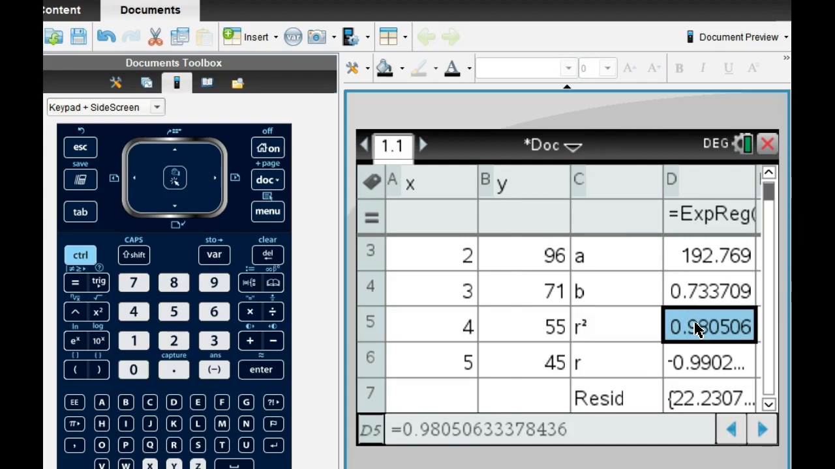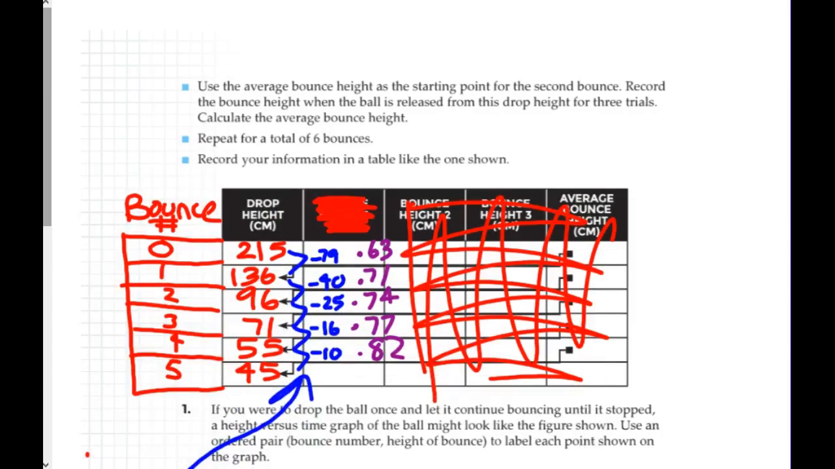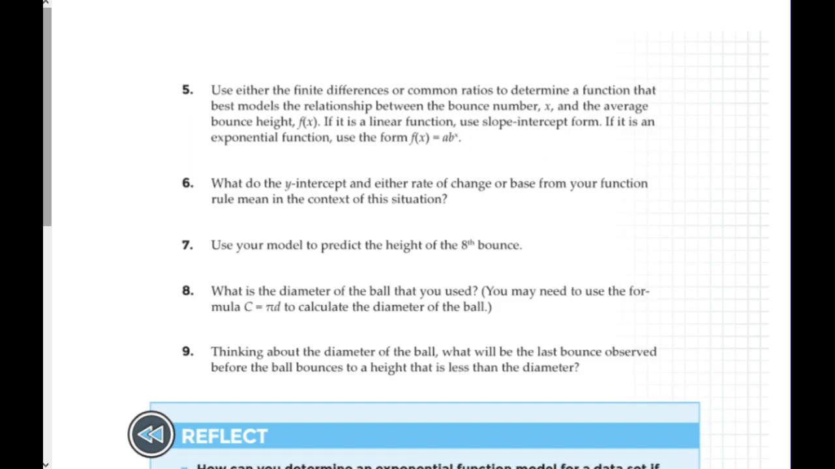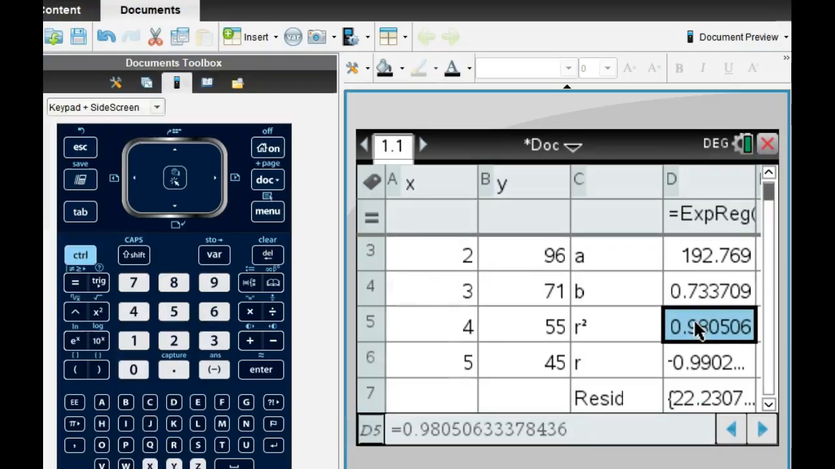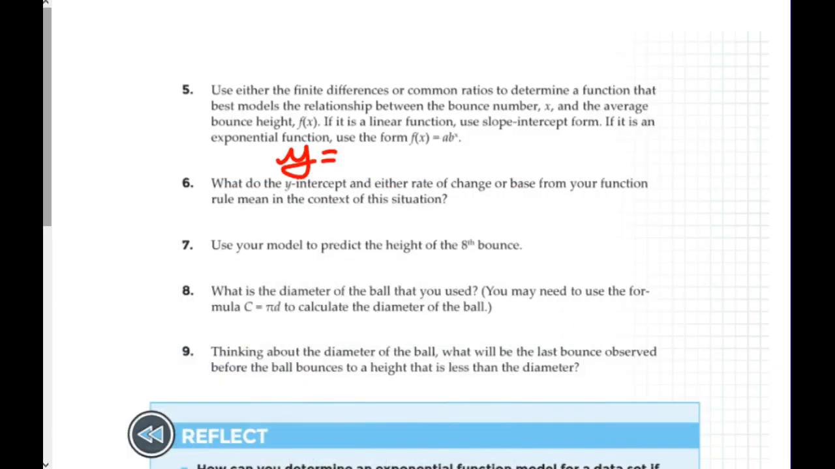So I get an a value of 192.77, okay? So let's write this down. Y equals my a value, 192.77, times b, so parentheses, the b value I got from the calculator was 0.73, okay? And again, about 3/4. And then to the power of x, okay?